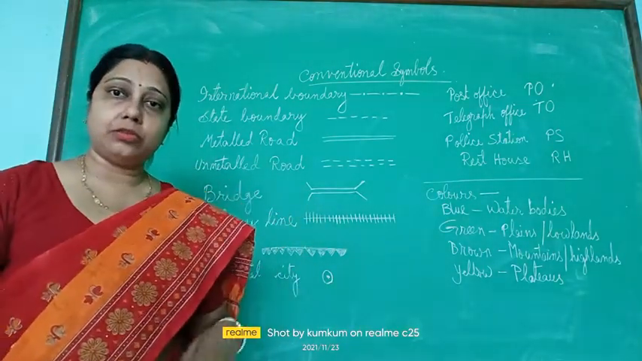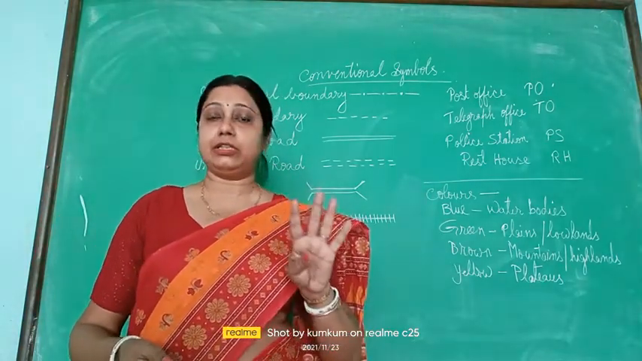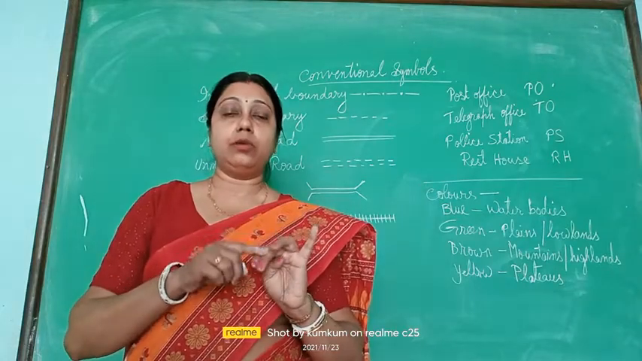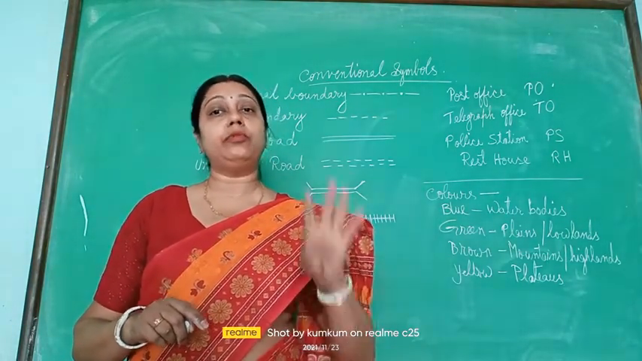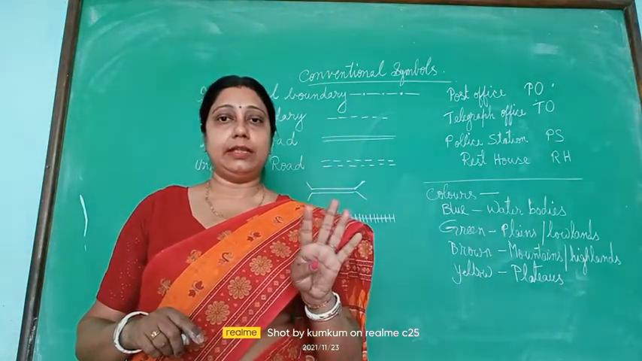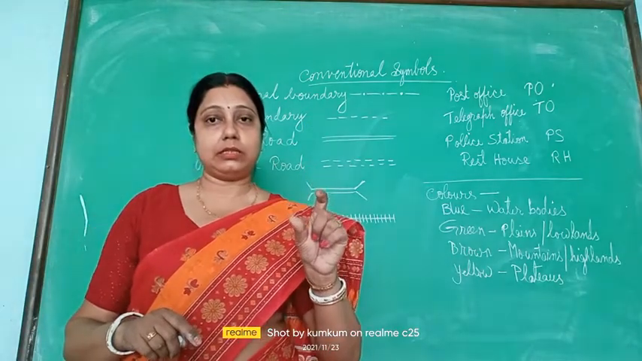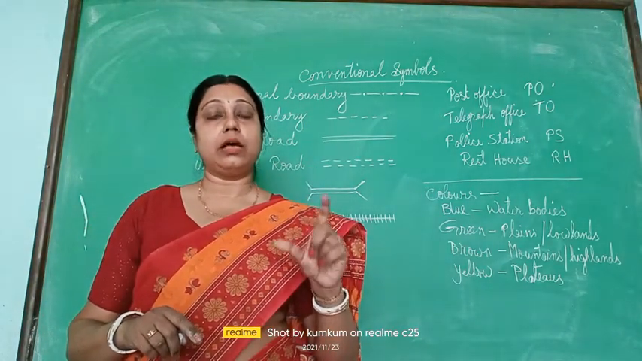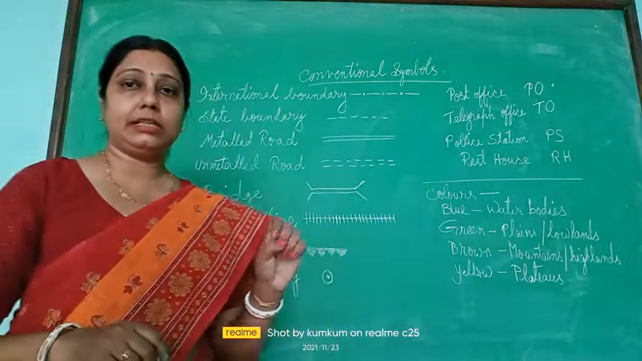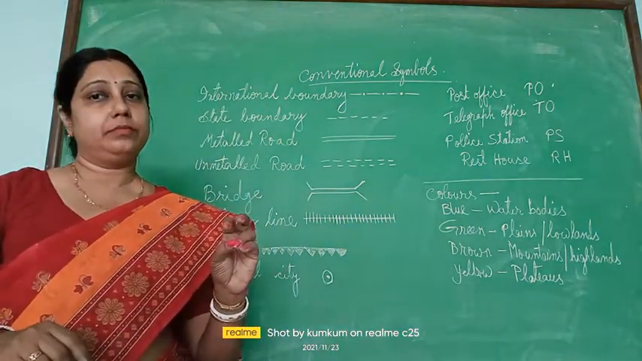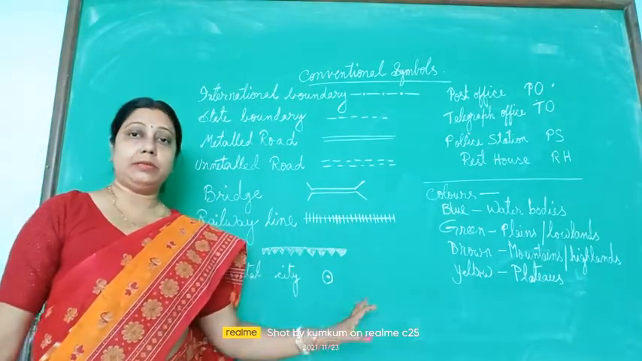Even directions are also very important to study a map. So mainly 4 directions are there: north, south, east and west. Besides this, there are 4 more sub-directions, that is between north and east, northeast, northwest, southeast and southwest. So these are the 4 sub-directions. So first let us study the conventional symbols.